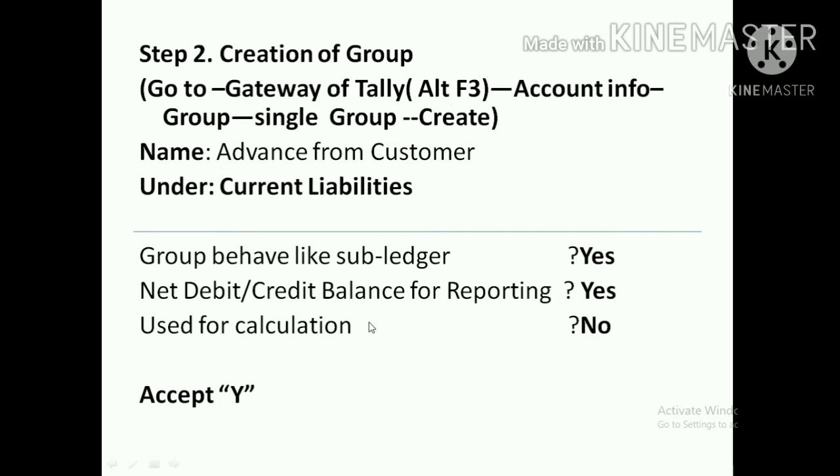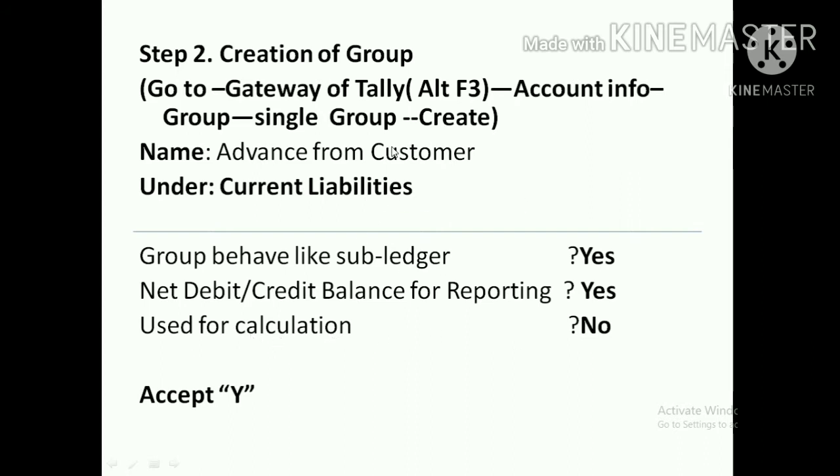The single group creation form we already discussed in the Zoom interaction class. In single group creation, it will first ask you to give the group name, then under which primary group it comes. After that, the question is whether the group behaves as a sub-ledger. It should be given as yes. The net debit and credit balance should be reported while reporting. Yes, you should give that. Then use for calculation, you should say no.